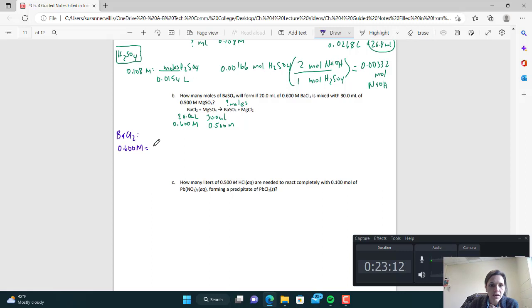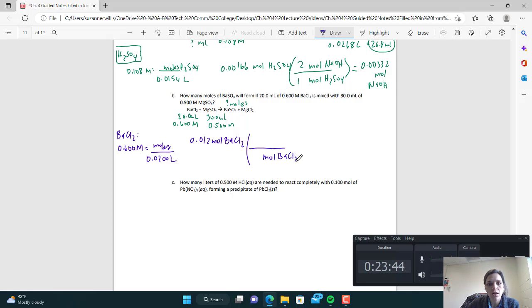All right, we're going to be looking for moles over the 0.0200 liters. If we're using the molarity equation, we've got to be in liters. So we cross multiply here. For barium chloride, we have 0.012 moles, right? Now what we can do is take that and hop over and see how many moles of the product we can make.